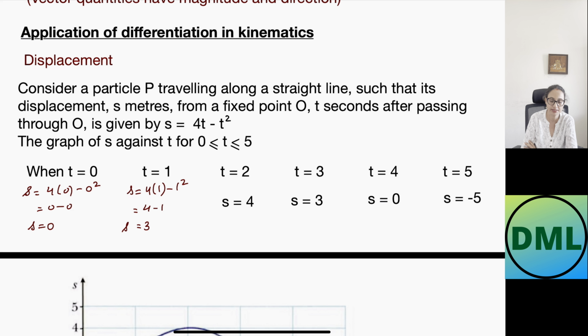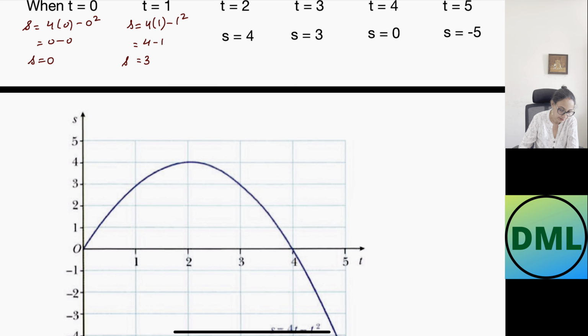We need to plot this graph here. Let's plot it here. This is my graph, distance time graph. This is s, distance, and t is time here. 1, 2, 3, 4, 5 is the time. And my distance is 1, 2, 3, 4, 5 here.